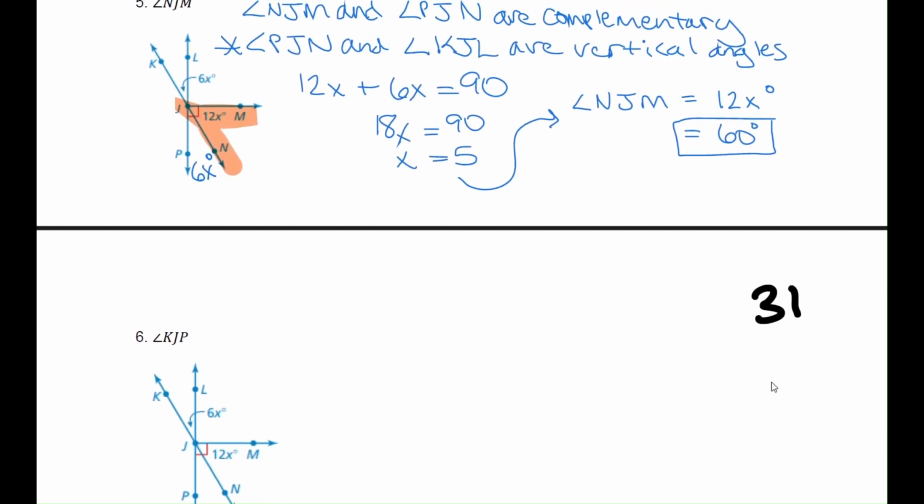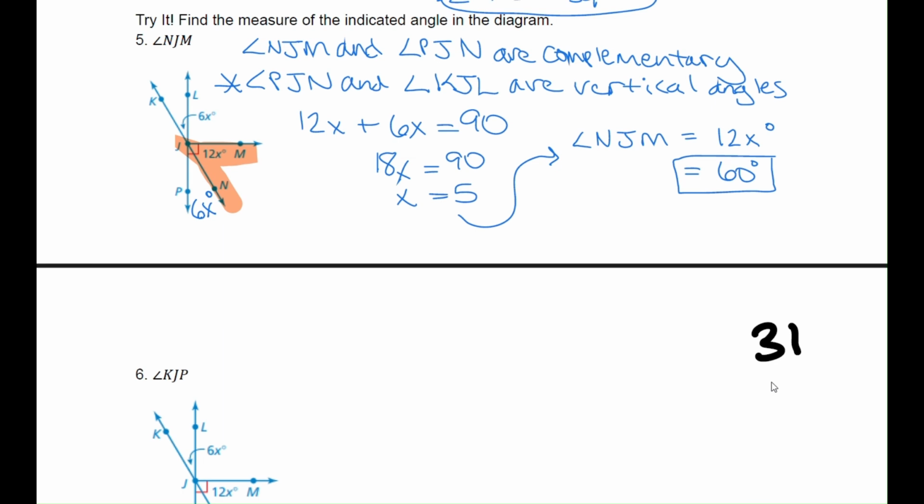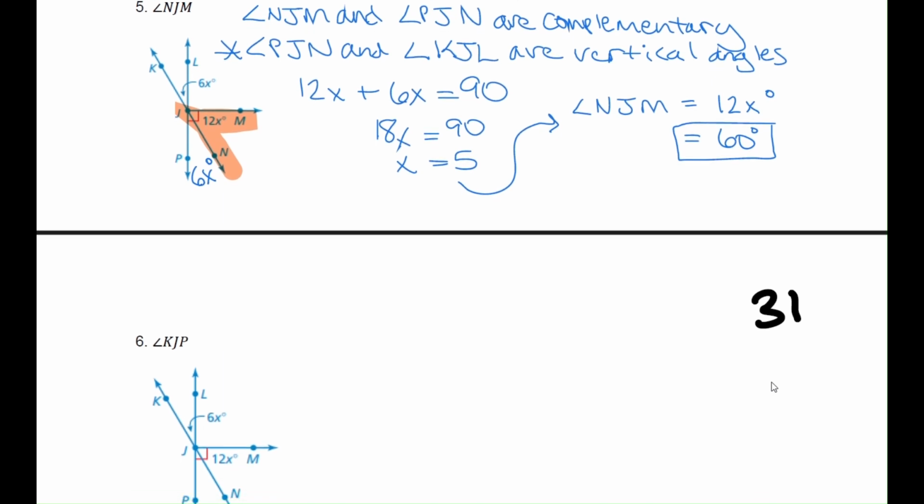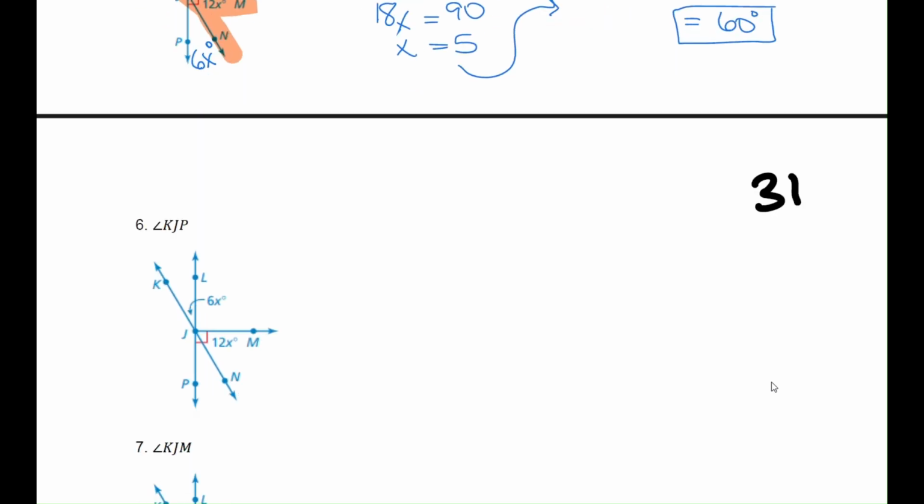Alright, we have the same diagram. I'm going to take what I just found out and plug it into this next diagram. We're building off of it. We just found that angle NJM is 60 degrees, so I'm going to label that. I also found that angle PJN was 6x degrees. And I'm just going to make a note, x is going to be 5, just in case we come across that again.